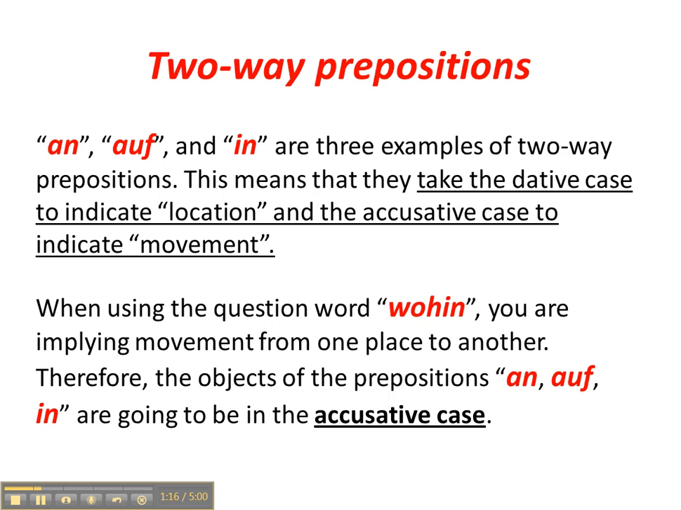When you're using the question word wohin, you're implying movement from one place to another, so the objects of the prepositions an, auf, and in are all going to be accusative. Okay, that's important to remember. Wohin is indicating movement, so your objects of your prepositions that follow this question word are going to be accusative case.